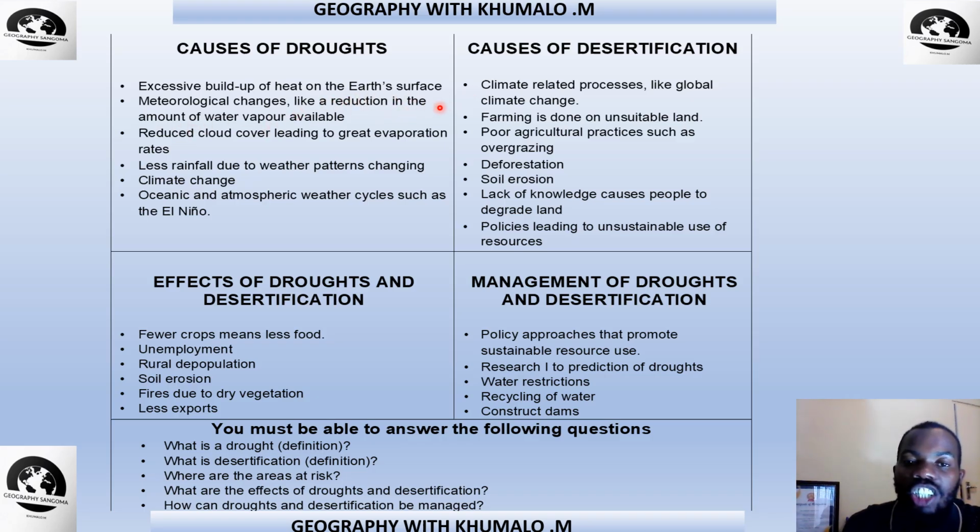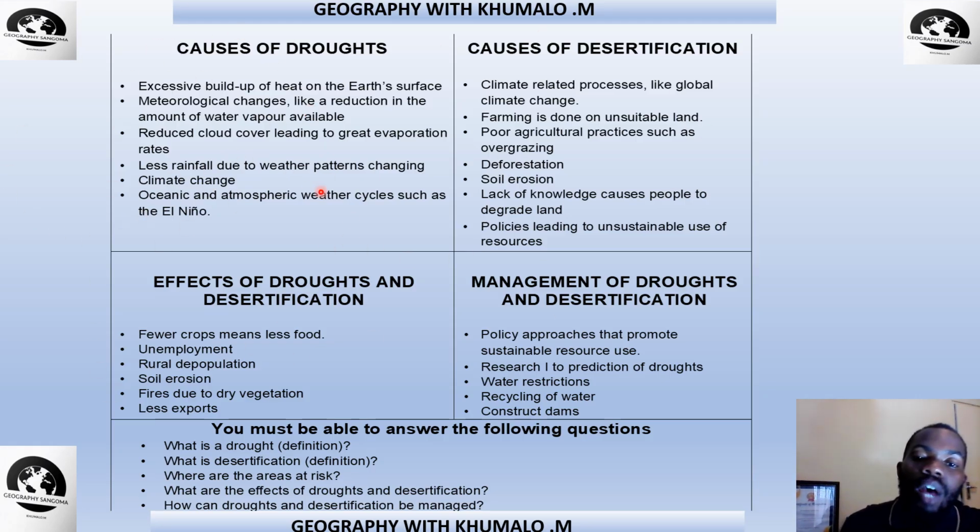Then the causes of drought, we must know: excessive build-up of heat on the Earth's surface, meteorological changes like a reduction in the amount of water vapor available, reduced cloud cover leading to greater evaporation rates, less rainfall due to changing weather patterns, climate change, and ocean and atmospheric weather cycles such as El Nino. They are the causes of drought.